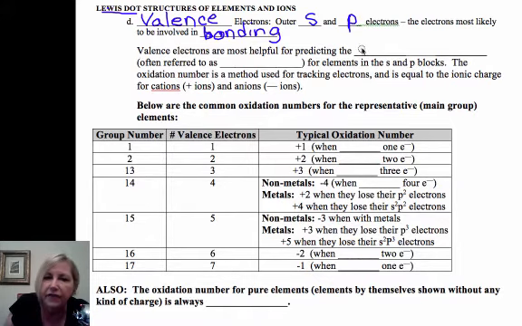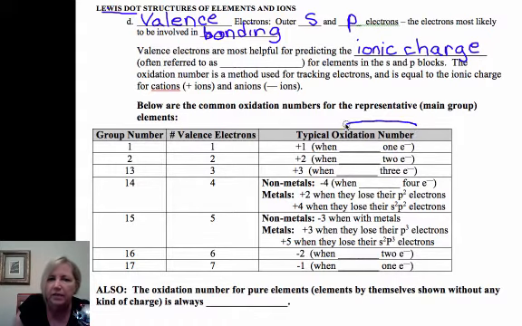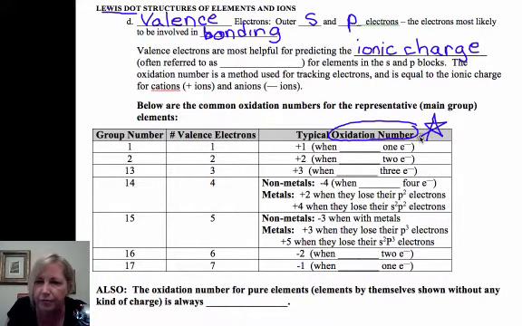Now, the valence electrons are useful for predicting the ionic charge. Now, ionic charge is a subset of a bigger concept called oxidation number. So for now, we're going to treat them as equivalent. They're not really. Oxidation number is a much bigger concept than ionic charge is. And so you could write oxidation number into that blank if you want.